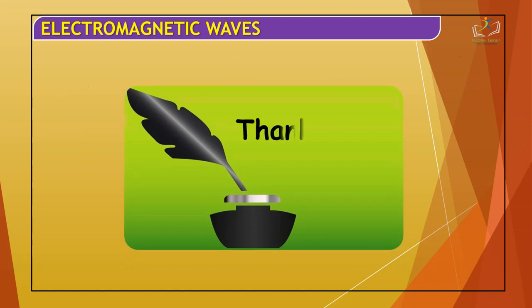So students, this is all for today. I hope you learned what the electromagnetic spectrum means, how electromagnetic waves are formed, what the applications of electromagnetic waves are, and how to apply electromagnetic waves in daily life. Students, this is it for today's class.